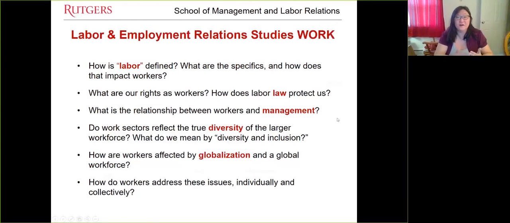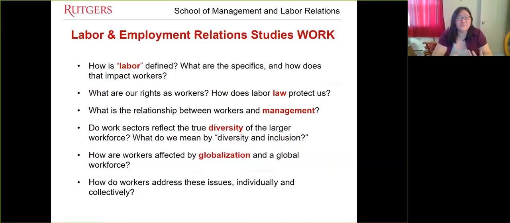Some of the things that we study are how labor is defined. What are the specifics of it? How is it legally defined? How does that impact workers? What are our rights as workers? How does labor law protect us as workers? What's the relationship between workers and management? Anybody who has a job here knows that there are definite relationships between staff and management. Some of them are good, some of them are less than good. And one of the things that we examine is how we can maximize those relationships and make them as productive as possible, make them as, quote, good as they can be.